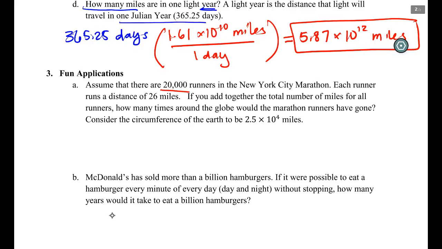Consider the circumference of the Earth to be 2.5 times 10 to the fourth miles. So essentially, we want to know how many times we would have gone around the Earth. So one time around is equal to 2.5 times 10 to the fourth miles. That's our conversion. I'm really getting mad at my pen for looking so crappy, but oh well.